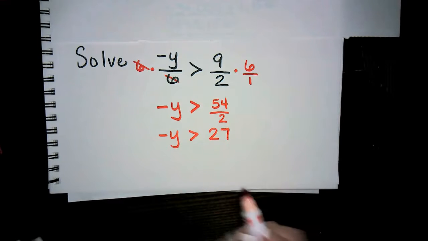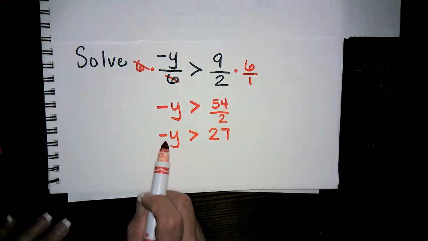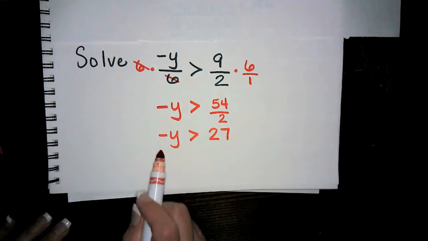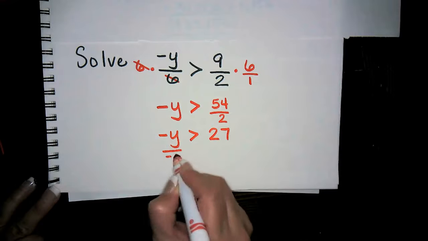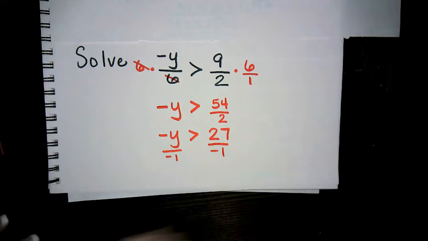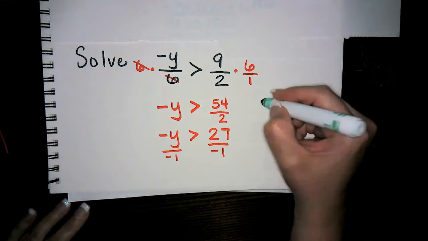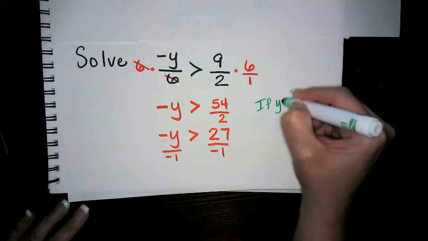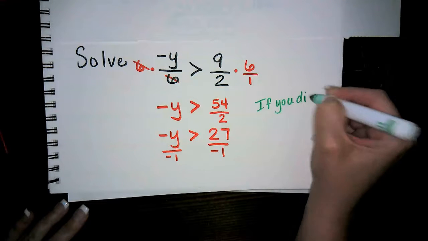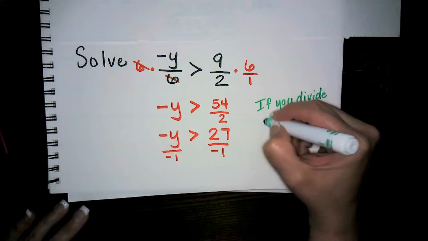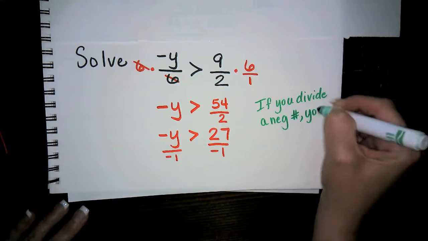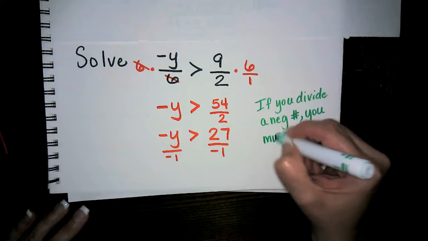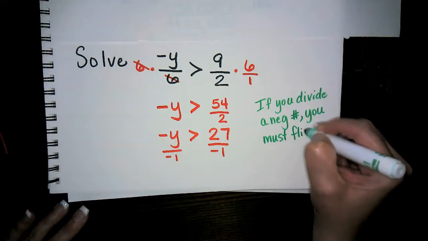And here's where it gets a little tricky. So I want to get this negative off of there. The way to do that is to divide both sides by a negative 1. But we have a rule with inequalities that says if you divide by a negative number, you have to flip the inequality. Yep, you're going to have to flip that inequality around.